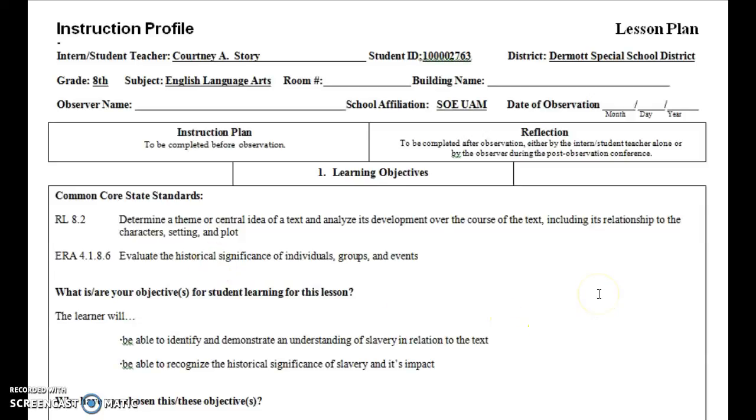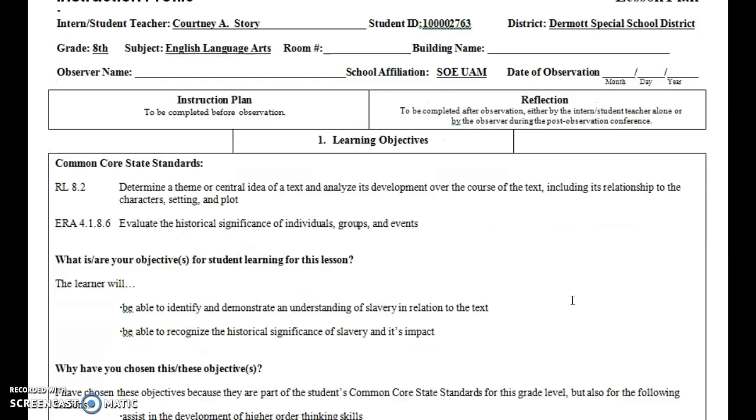Okay, so this is my lesson plan for the Narrative of the Life of Frederick Douglass, an American Slave, written in 1845 by Frederick Douglass. It is for 8th grade English Language Arts literacy. I'll be teaching at Dermont Schools, so this will be for the 8th grade.